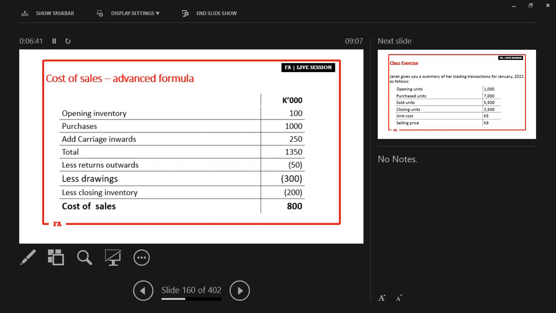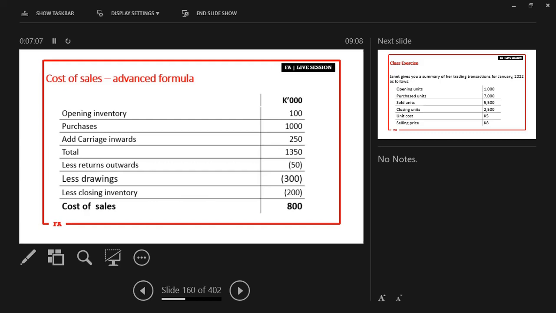Next, listen to this. If you don't see carriage inwards, it means that the supplier could have provided the transport, and it could have included the cost of transport within the purchases. Do you understand that? Yes. Okay. Can I proceed?